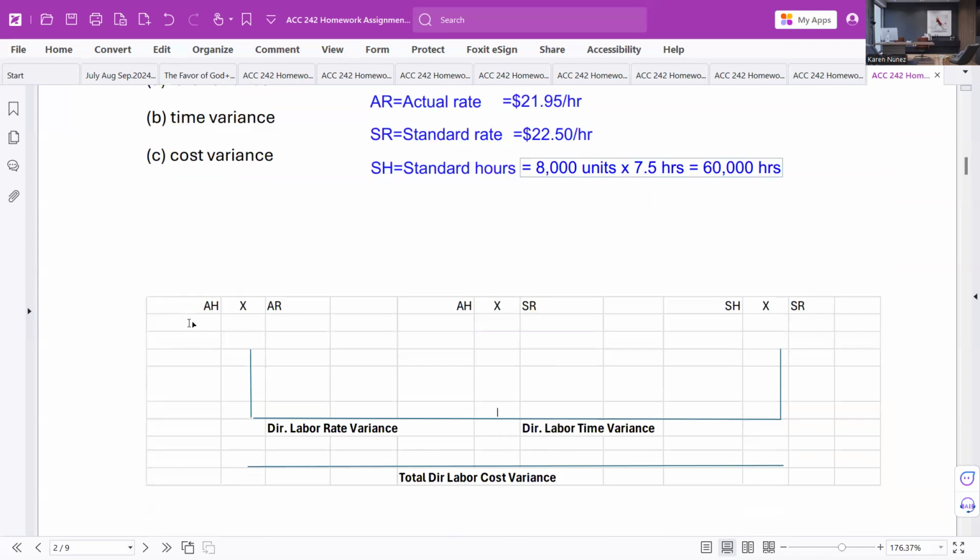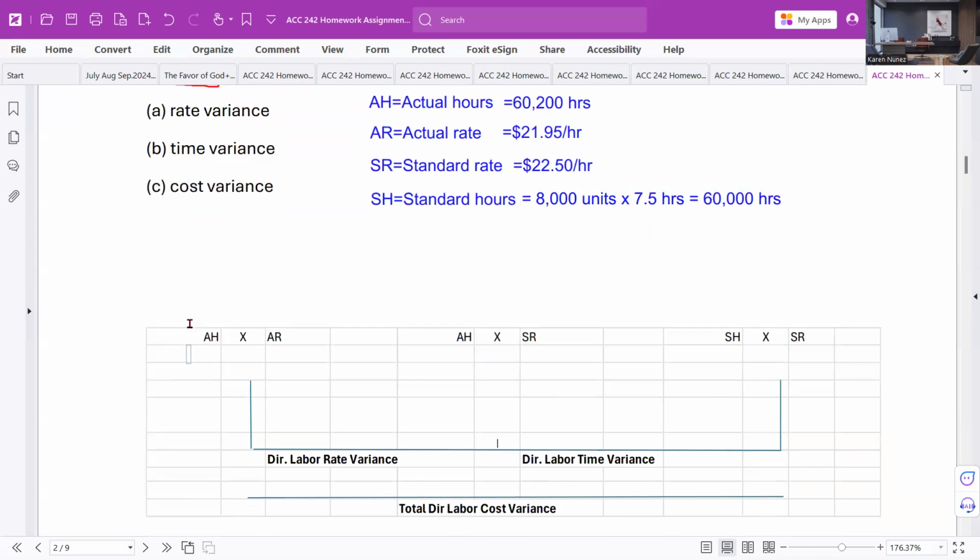So the actual hours, 60,200, times the actual rate, 21.95, is going to give us the actual cost of that direct labor. And the actual cost of that direct labor is $1,321,390. That's what that labor actually cost them. It actually cost them 1,321,390.